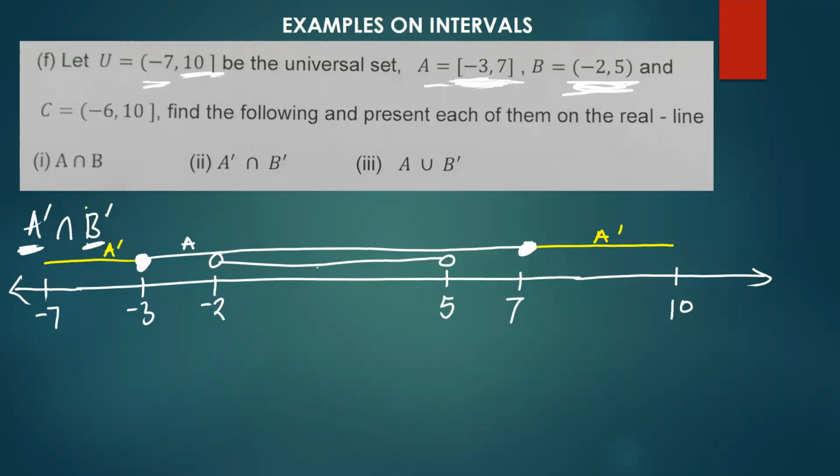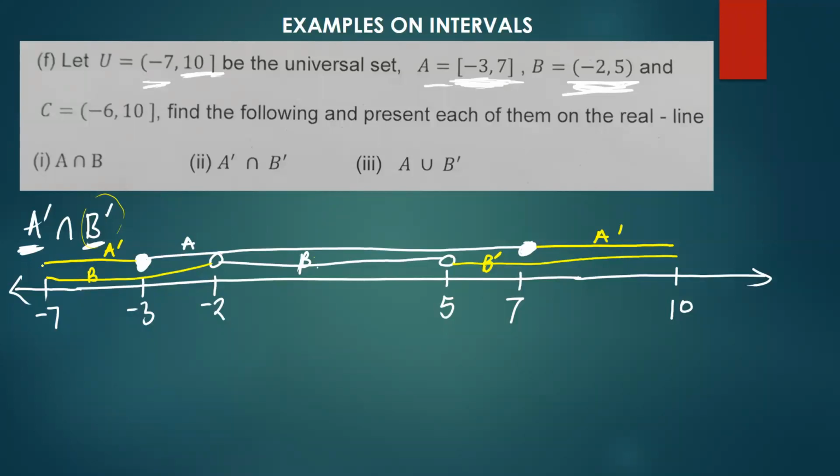So let us also find B complement. B complement will be anything that is outside the set B. The set B is simply this one that we have. So B complement will be anything that is outside B, which is simply this one here. So this is our B complement. This is also our B complement.